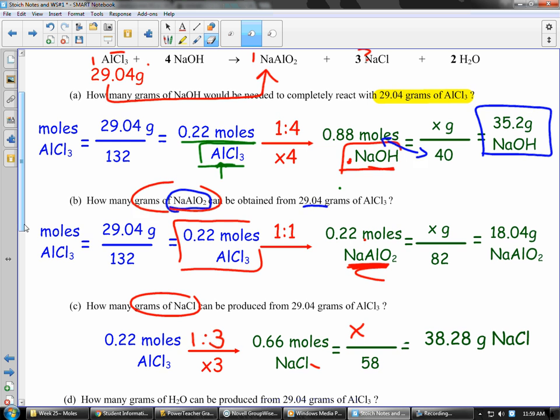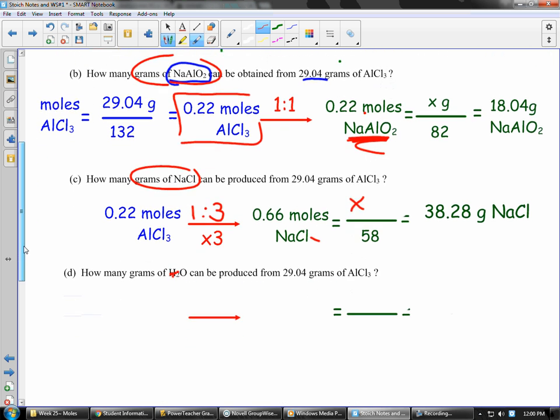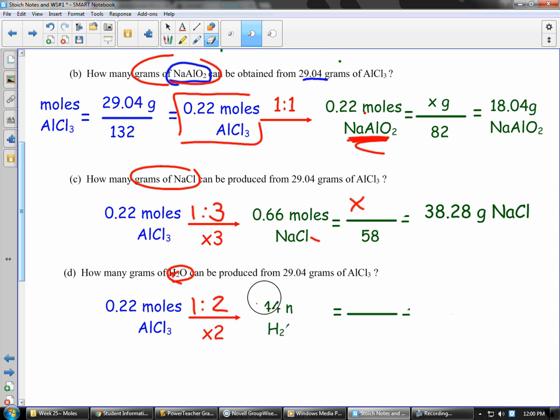All right, I'm gonna scroll this out of what we're seeing. So I want to check our ratio here. If I want to find water, this is a 1:2 ratio. So keep that in mind. You can see at the top of your paper, I'm starting with the same amount again, with the coefficient in front of my AlCl3 is 1, and in front of my water, where I'm trying to go, is a 2. So I'm going to double my moles to get me moles of water.